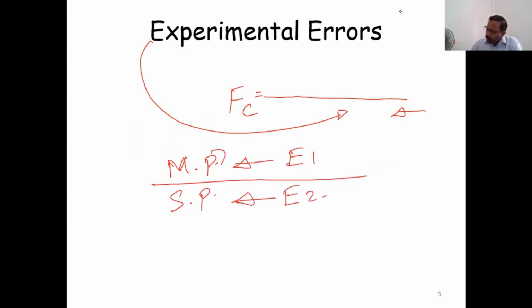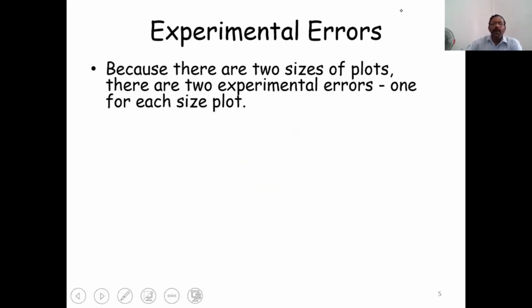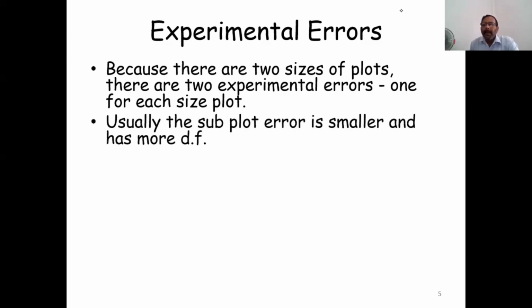If you have 2 plot sizes, we have 2 errors. If you have 3 plot sizes, 3 errors. I will talk about 3 plots later. First, we will understand only 2 plots. Because there are 2 sizes of plots in this case, main plot and subplot, we have 2 experimental errors, one for main plot, the other for subplot. 2 plot sizes, therefore 2 errors.